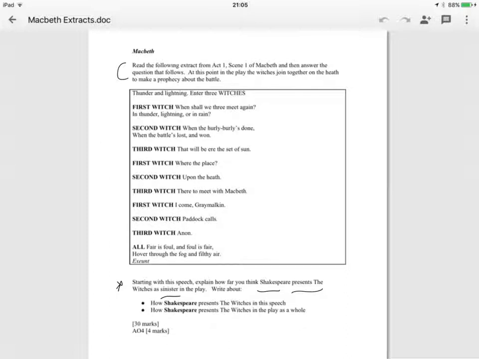First of all, I think the stage directions are worth looking at. So right up here we've got thunder and lightning at the beginning. Now obviously the idea of a big storm as the witches arrive is something quite sinister and quite powerful. We mustn't forget that this is a play as well.